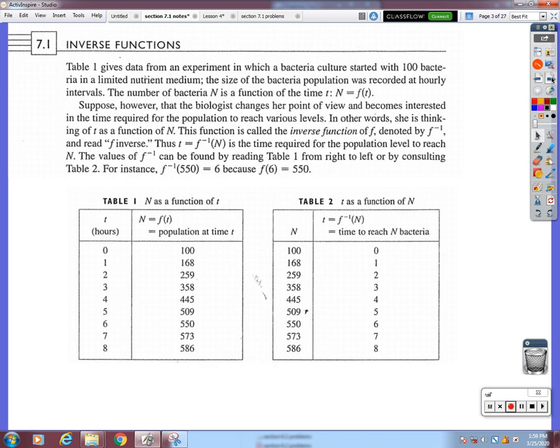So inverse functions, quite simply, I'm sure you remember, are where you take and you switch the x and the y. So if this is a table of n as a function of t, if you switch the x's and the y's around, then you get a table of values which would be t as a function of n. So there we go, rocket science.